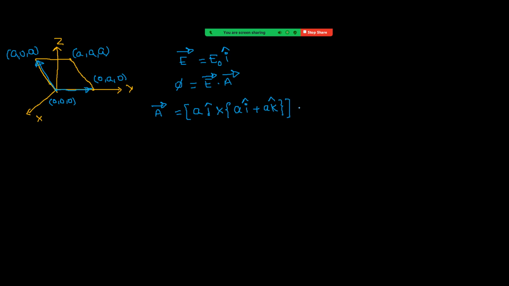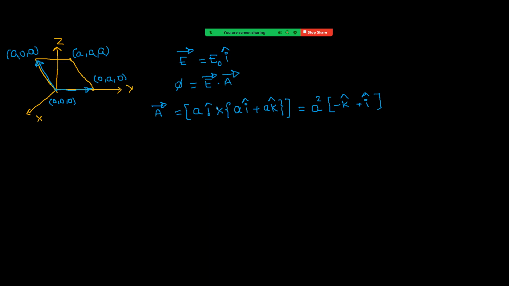Take a square outside. The remaining is j cap cross i cap, plus j cap cross k cap. I cross j is k, j cross i is minus k cap. Next, j cap cross k cap: j cross k is i cap, plus i cap.